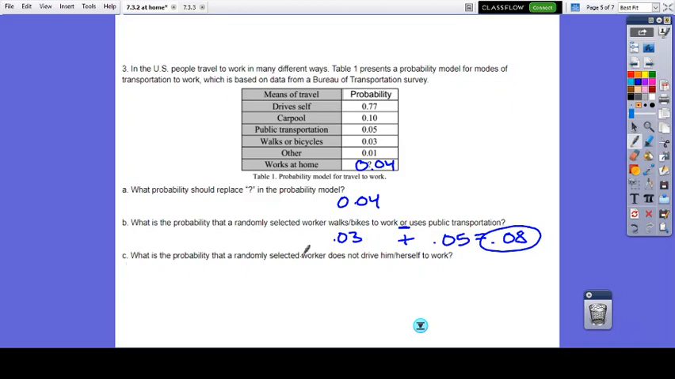What's the probability that a randomly selected worker does not drive him or herself to work? So when I see "does not" and there's only one thing listed, I'm going to do 1 minus, my complement rule. So driving himself to work is 0.77. So I'm going to do 1 minus 0.77, and that's going to give me 0.23. Okay, 23% chance that they do not drive themselves to work. Hopefully we got that idea down, but that's going to lead to more stuff.